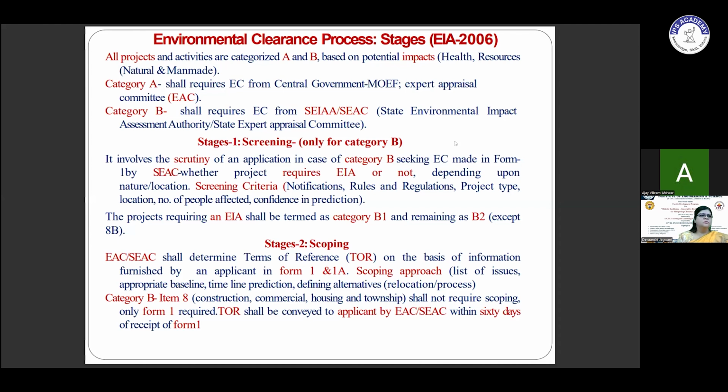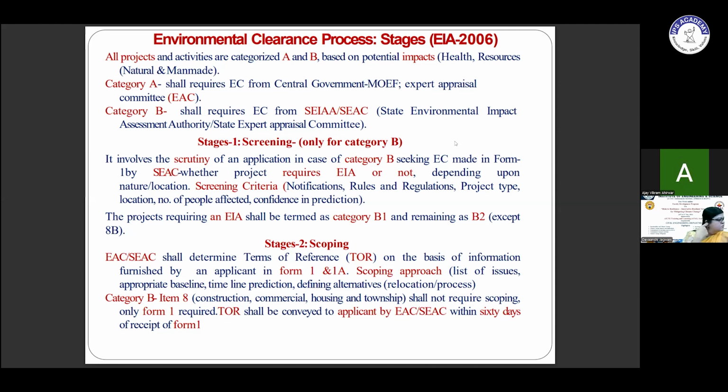If I go through your list, you say that category A requires clearance from the central government. That's correct. For B it requires clearance from the state government, but there are many projects which do not require environment clearance. Yes. Depending on the type and nature of the project, because in category B, item number 8, construction, commercial and housing township shall not require EIA scoping, and only Form 1 is required.